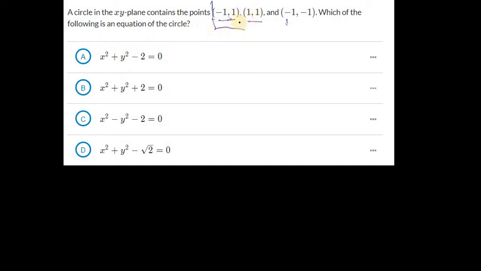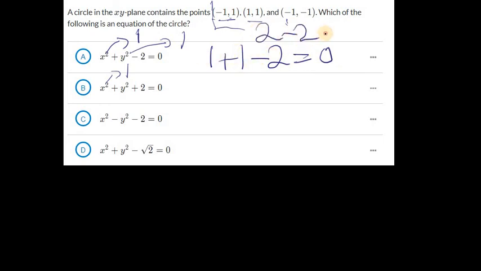And so when I put these into them, the x squared will always be a 1 in each of these, because for each of these points, even if it's a -1, it's going to be a 1. And the y squared is also going to be a 1 when I plug in all of these points. And so when you add them together, the 1 plus 1 will be a 2, 1 plus 1 minus a 2. So in the first equation, I get it correct. 1 plus 1 is a 2, and 2 minus 2 is equal to a 0. And so this holds true for the first option.